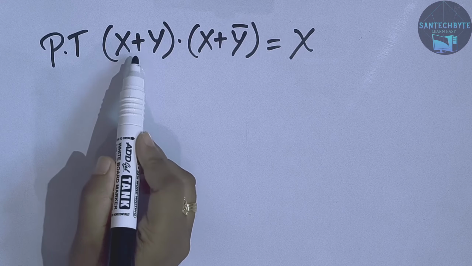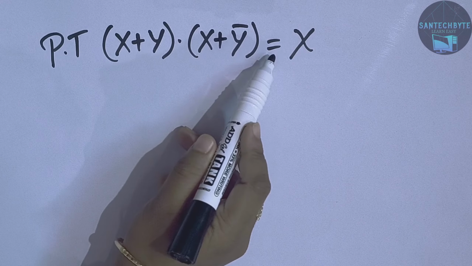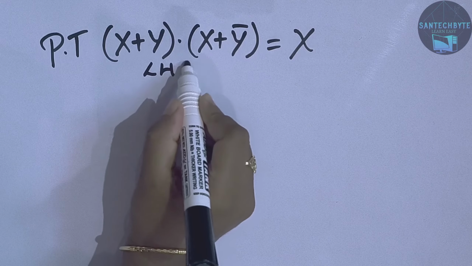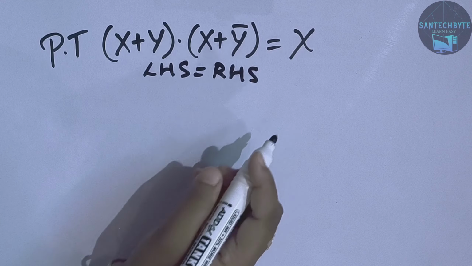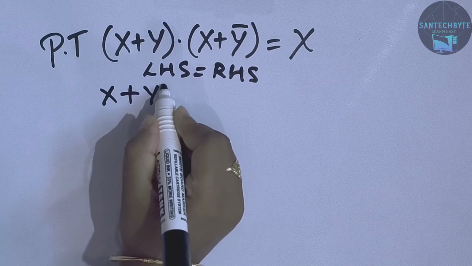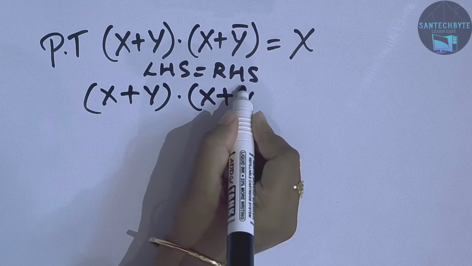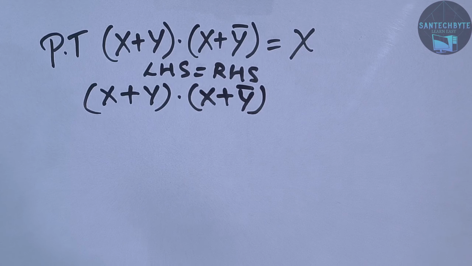Here is another question which can be asked for 2 marks. Prove that (X or Y) and (X or Y complement) is equal to X. Let me show you how LHS is equal to RHS. First write what is there on your LHS: (X or Y) and (X or Y complement).